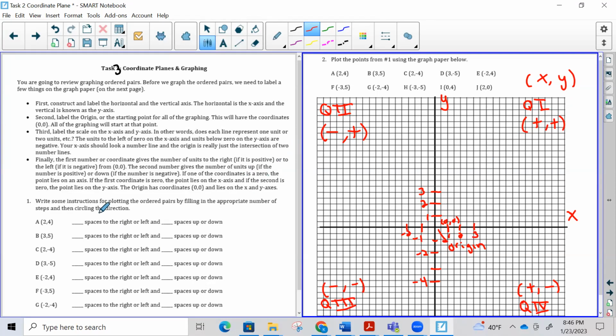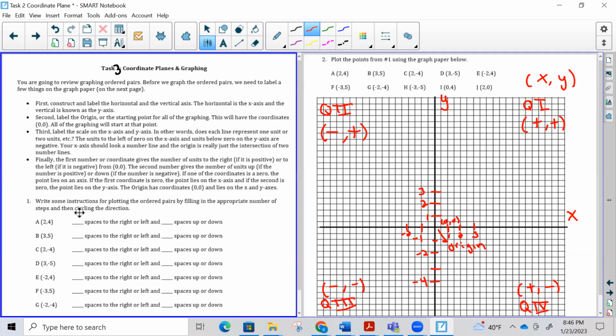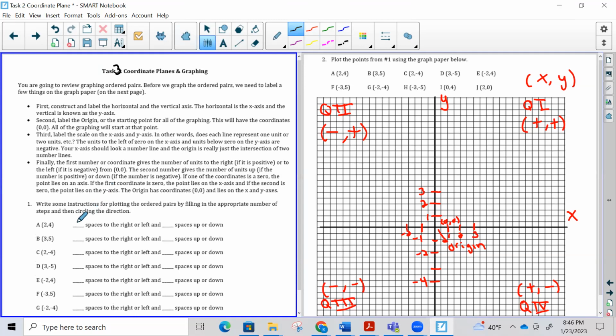Okay, so we're going to plot these points. We're going to write some instructions for plotting the ordered pairs by filling in the appropriate number of steps and then circling the directions. So we have A is 2, 4. So that means we're going to go blank spaces to the right or left. So we're going to go 2 spaces because my first coordinate tells me left or right. Because it's positive, I'm going to go to the right. And then I'm going to go 4 spaces up because it's positive.